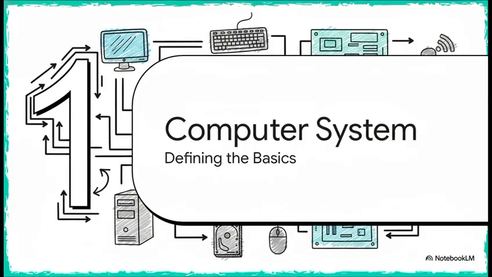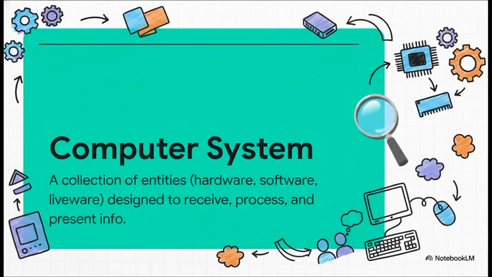Okay, so let's start with the absolute basics. The key here is to stop thinking of your computer as just one single thing, but as a computer system. So what exactly does that mean? At its core, a computer system is really a team. It's a collection of different parts, and each part has a very specific job to do, but they're all working together toward one single goal: to receive, process, and give us back information.